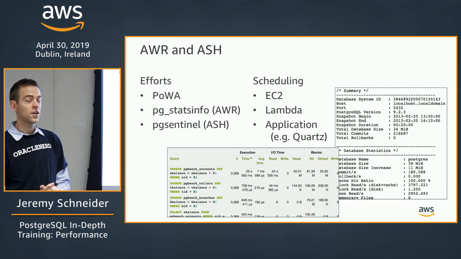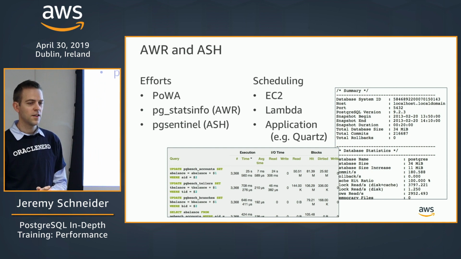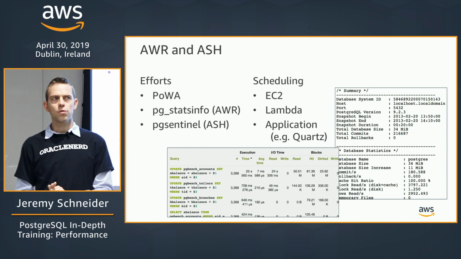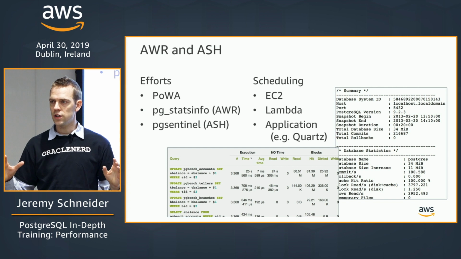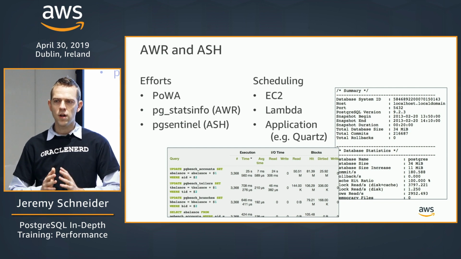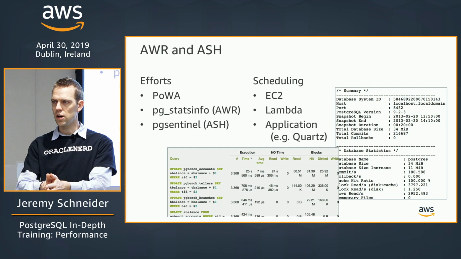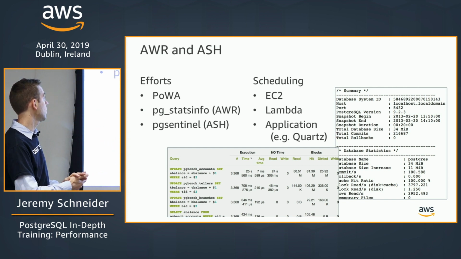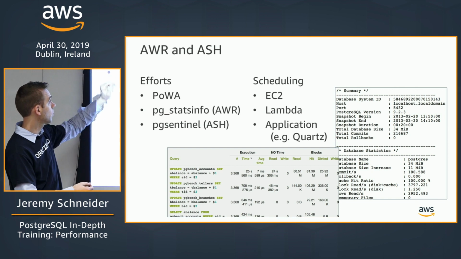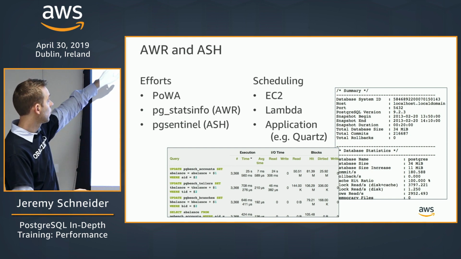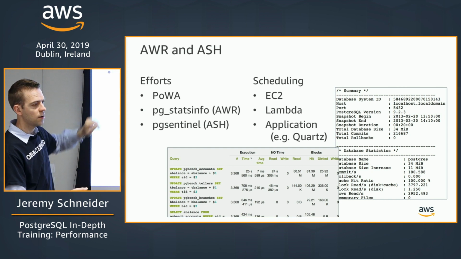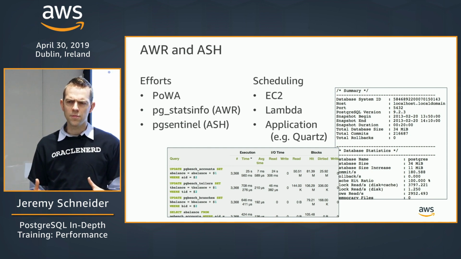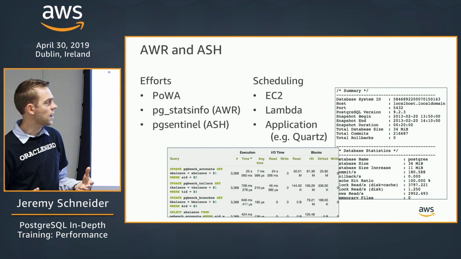So you should be asking, how do I get this in Postgres? I don't think that the Postgres world at large has coalesced yet around a preferred approach to this. So there's still a number of people working on it. Three of them that I listed here are the Postgres Workload Analyzer, PG-StatsInfo. So POWA is an open source project that, my observation would be, seems to have a good bit of a community around it, and I see things happening there quite a bit.